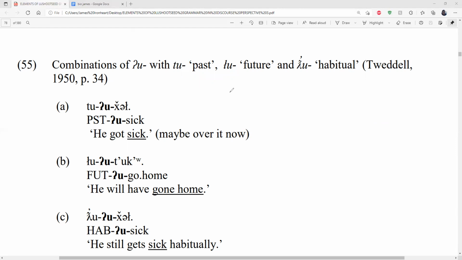Now you can combine some of these things, like the tu and the O. There is also an underlining there. He may be over it now, right? Like he got sick in the past. He's kind of hush. Yeah, tu O hush.